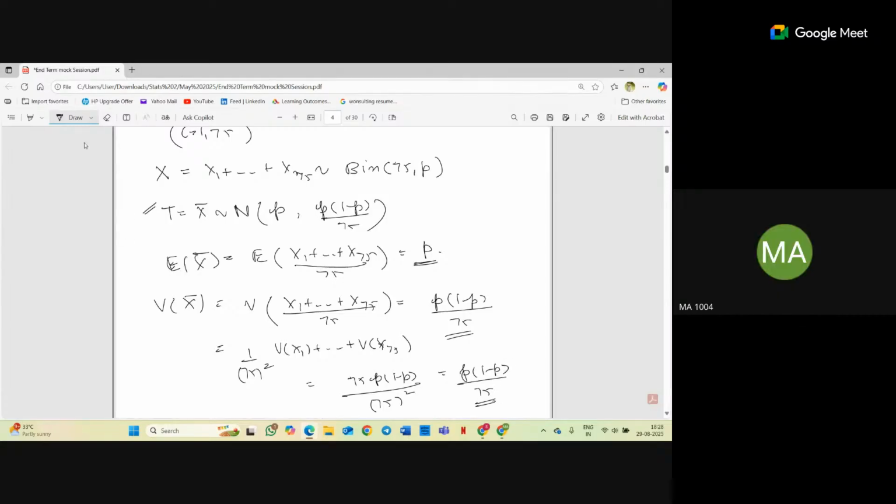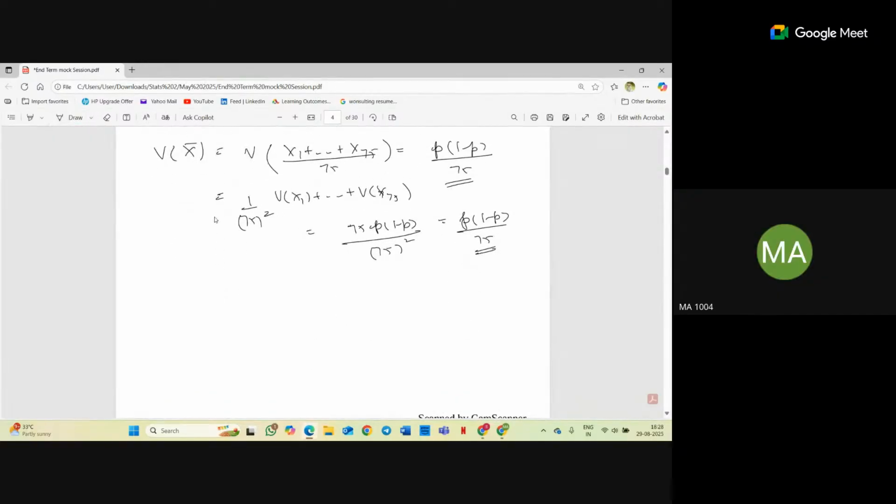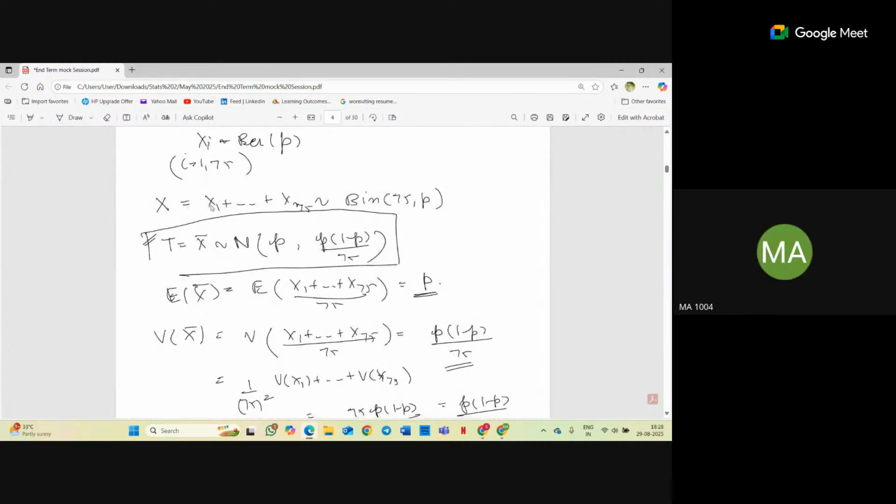Okay. So my T, which is X bar, is following a normal distribution with parameters p comma p into 1 minus p divided by 75. Now the next step: each element is following a Bernoulli distribution, and the sum of all the elements will be equal to the binomial, following a binomial distribution.